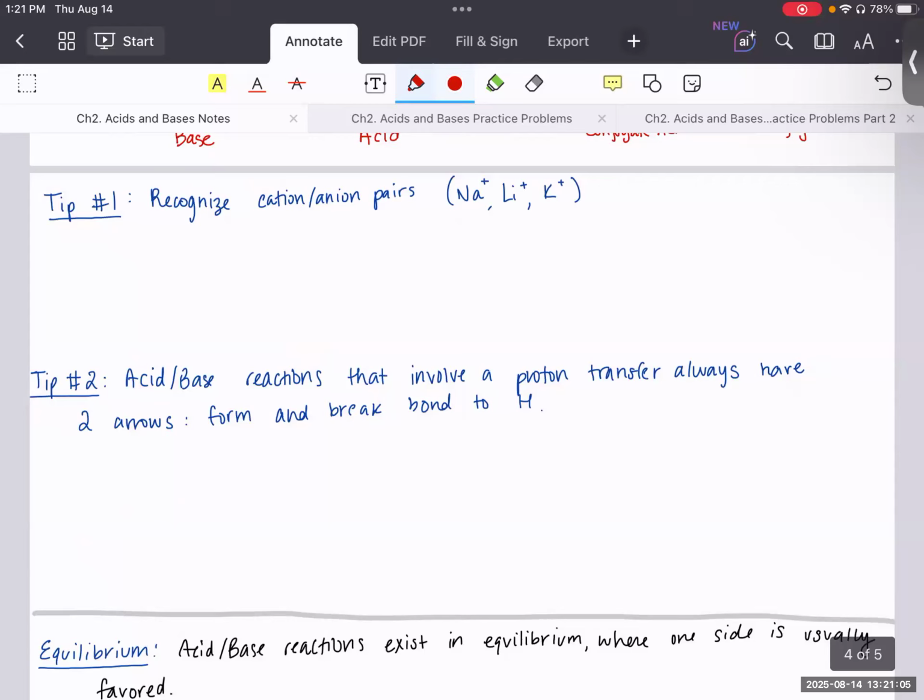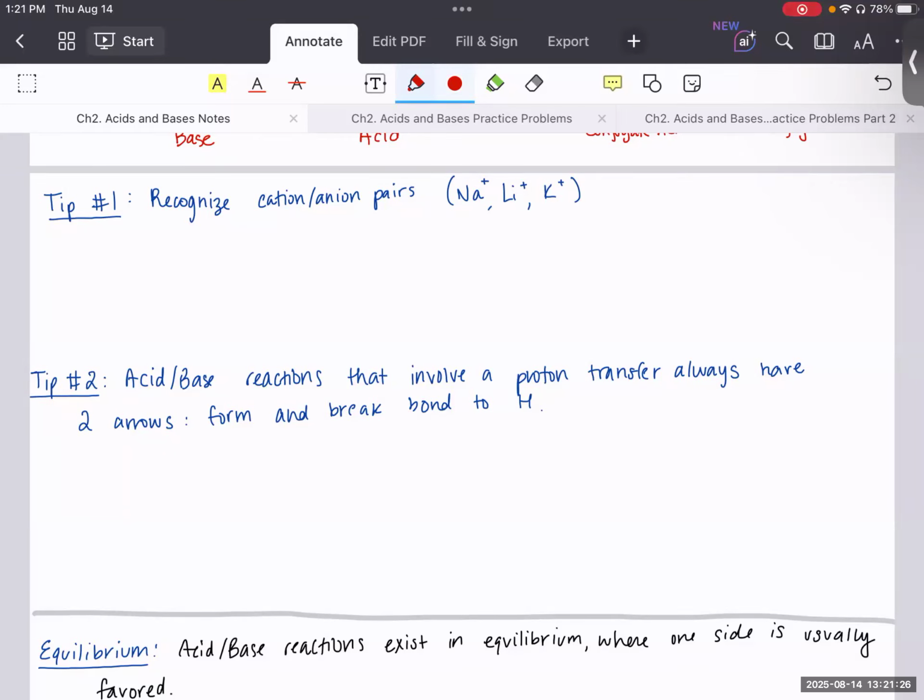The next thing that I want to briefly bring up is just a few tips to avoid some common mistakes. I'll also have a complete video on some common errors that students make when it involves acid-base reactions, but here are some quick tips for now. So the first is that we want to make sure that we recognize cation and anion pairs.